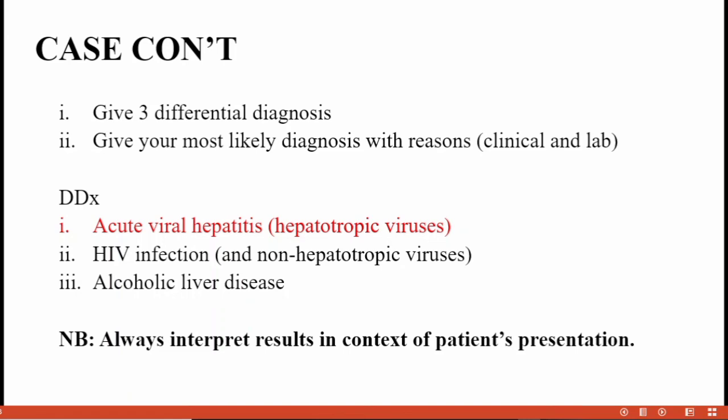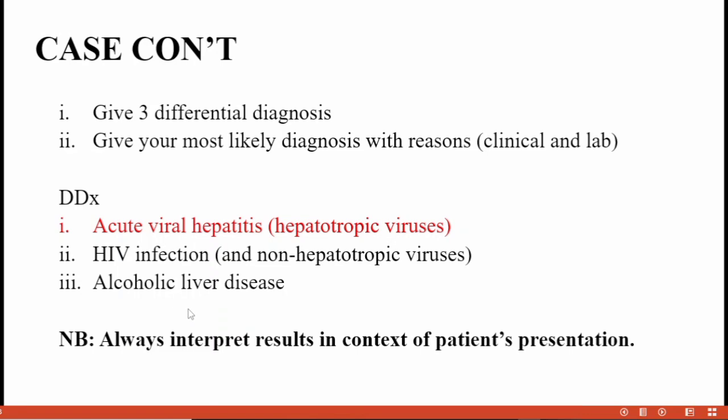Now, hepatitis D depends on the DNA of hepatitis B to survive, so people who have hepatitis B could be superinfected by hepatitis D. Usually when we treat the hepatitis B, the D also resolves. Now HIV infection could also cause hepatitis. Those that are not hepatitis A, B, C, D, E, we call non-hepatotropic viruses. HIV is one. You can have cytomegalovirus, you can have Epstein-Barr virus. All those viruses could also cause hepatitis, but they are not as common as the hepatotropic viruses.